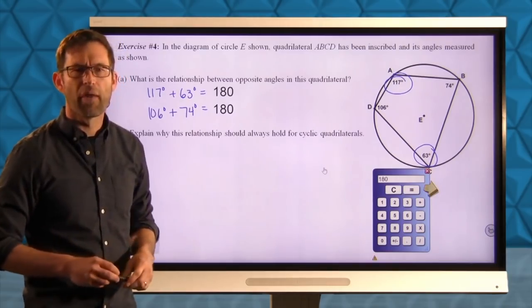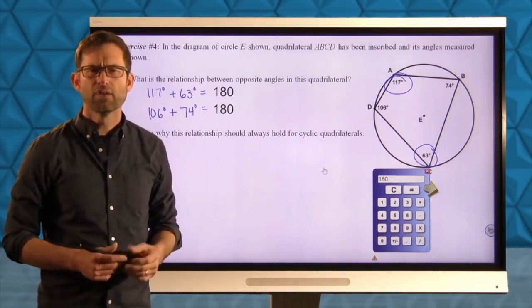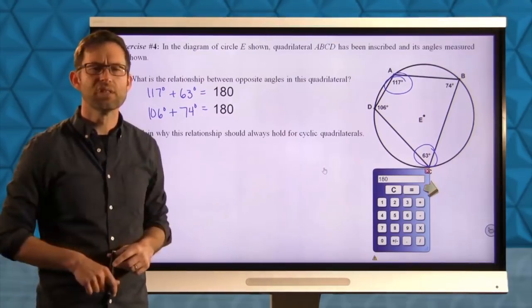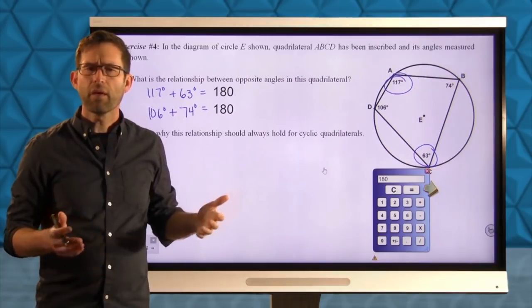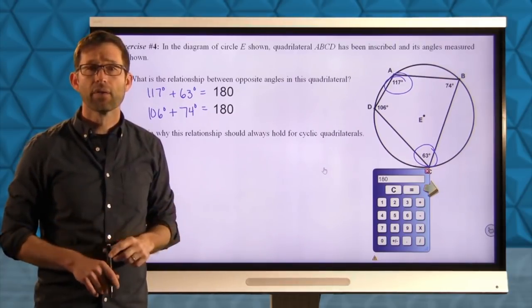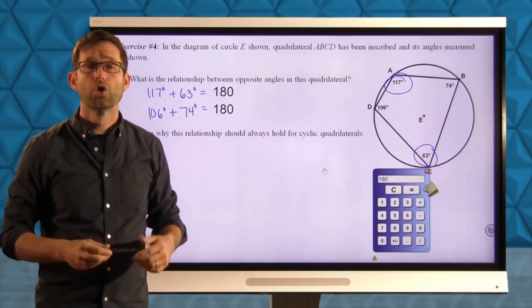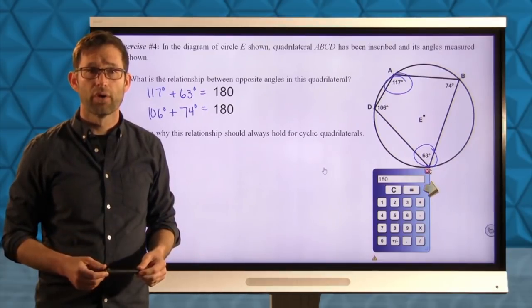I'd like you to think about that for a minute. Maybe even just use this diagram, but maybe not the degree measures shown in it, and think about why opposite angles in a cyclic quadrilateral should always add up to 180 degrees.